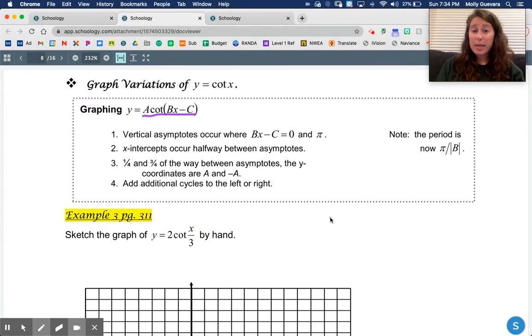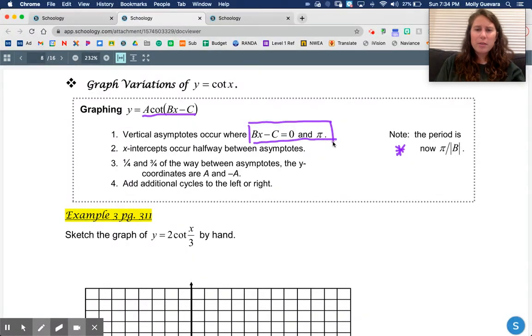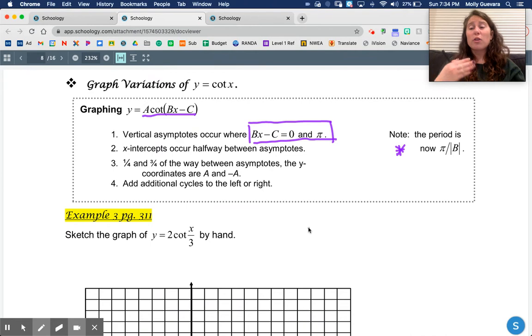The x-intercept is halfway between the asymptotes. The period is the same, except instead of 2 pi over b, it's just pi over b because the period of cotangent is pi. This is the only place where it's different. We just set whatever's inside the parentheses equal to the parent graph asymptotes. So where are the new asymptotes? For cotangent, the parent graph asymptotes are 0 and pi.